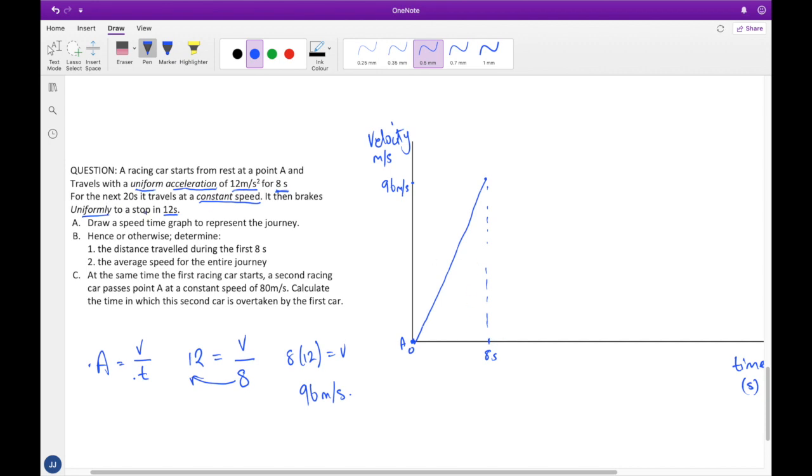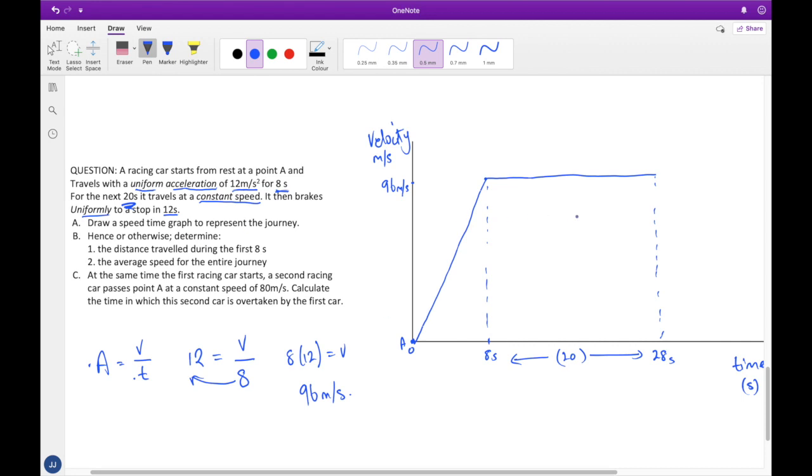Then they say that for the next 20 seconds, he travels at a constant speed. So he doesn't change this speed. So this speed remains constant for 20 seconds. So that means that this will be the 28-second mark here. So that the distance from here to here is 20 seconds.